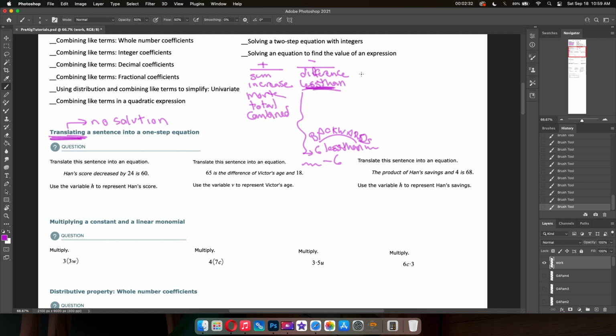That's for subtraction. Next, you have words for multiplication. And there are a lot of hidden words for multiplication that are not going to be in this specific topic, but they pop up all over pre-algebra, algebra 1, and also algebra 2. So product is going to be specific for this topic. Times is going to be another one.